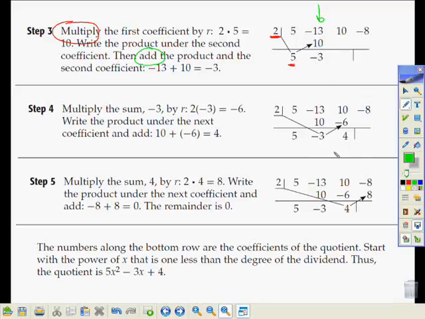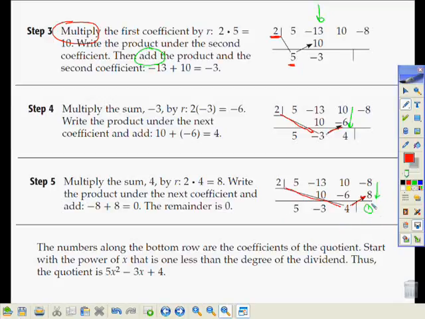Then you do the same thing. You keep repeating those same steps with each number. So 2 times negative 3 gives me 6. I add them. 10 minus 6 gives them 4. Okay, and we keep doing that over and over again until we've covered every term there. 2 times 4 is 8. We add the negative 8, and 8 gives us 0. Now we look at how to analyze this.